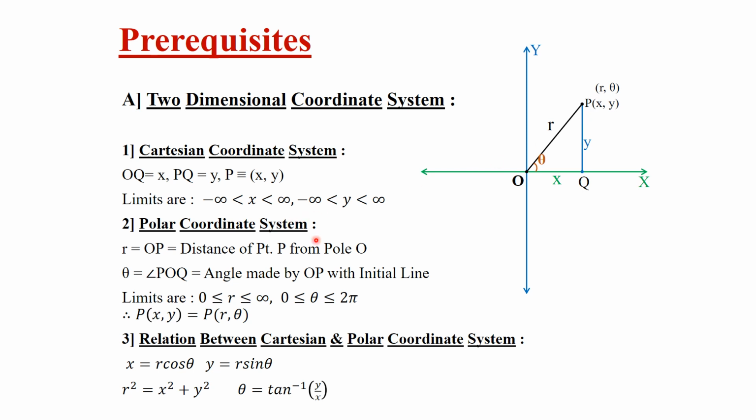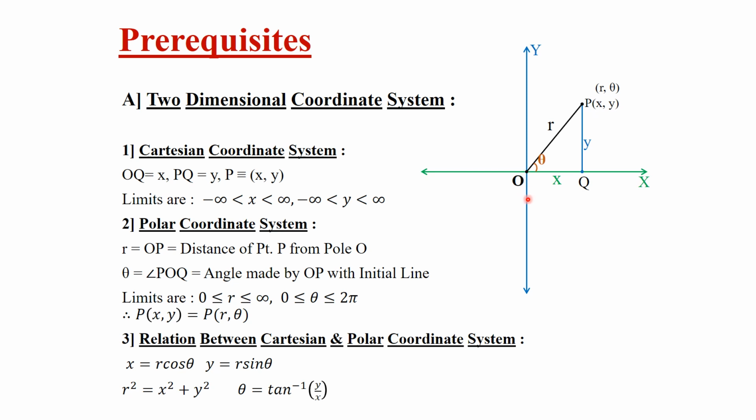First we see the relation in terms of polar form. The Cartesian coordinate system is nothing but x comma y, where x varies between minus infinity and infinity, and similarly y varies between minus infinity and infinity. The polar coordinate system is based on r and theta. r is the distance from the origin, which we call the pole or point O. Theta is the angle POQ, the angle made by OP with the initial line, that is the x-axis.